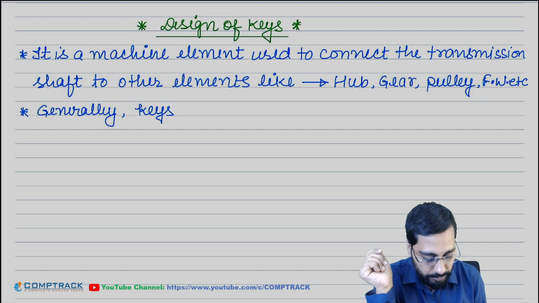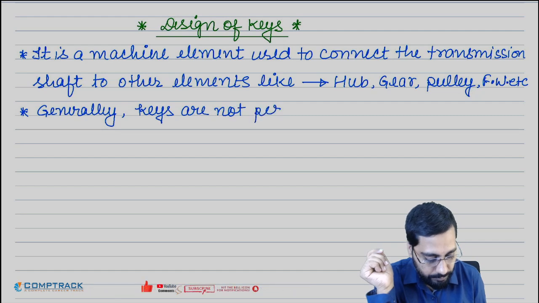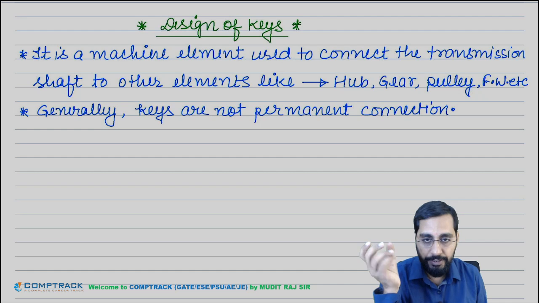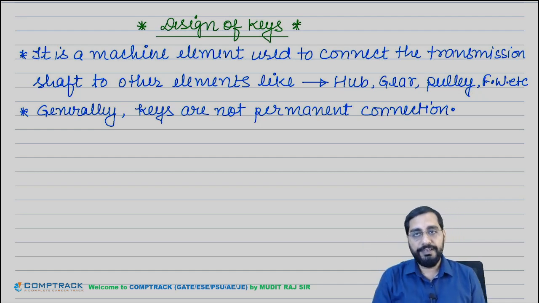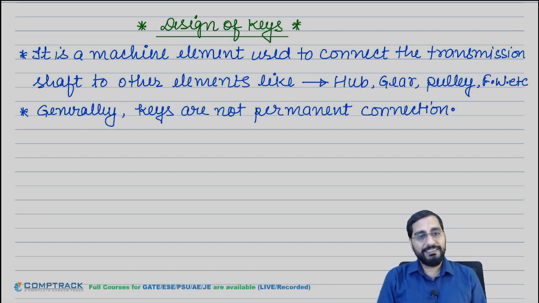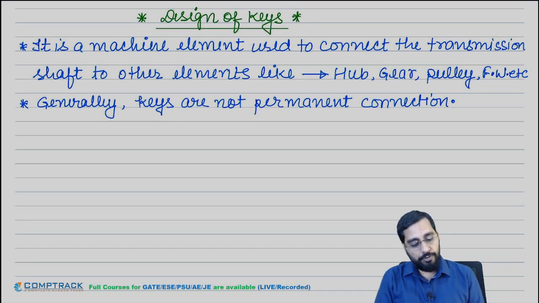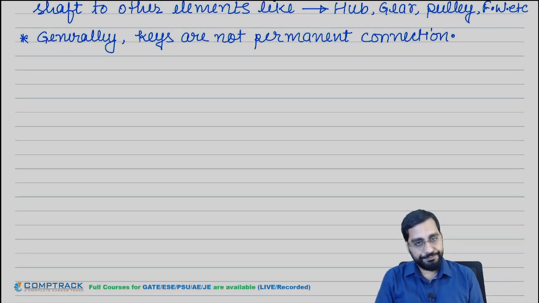Keys are not permanent connection. You can easily detach it. Yes or no? So simply, what is the diagram for shaft and key?